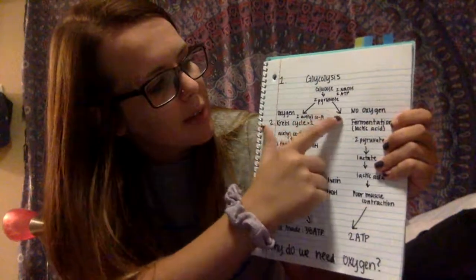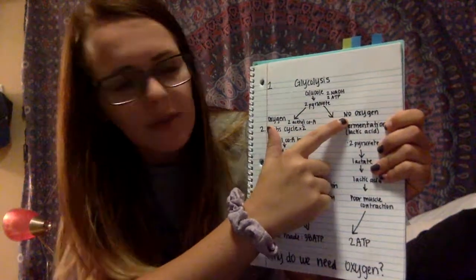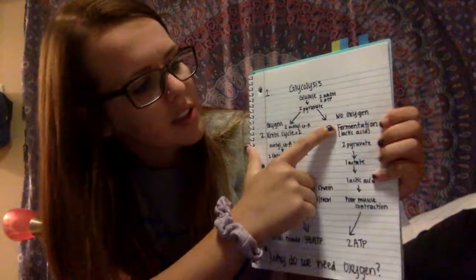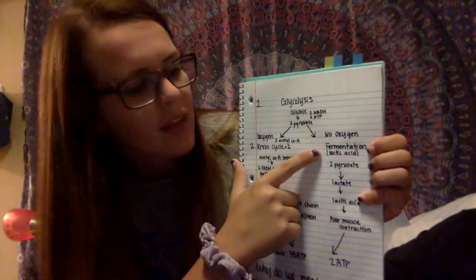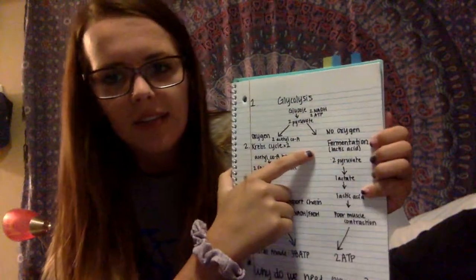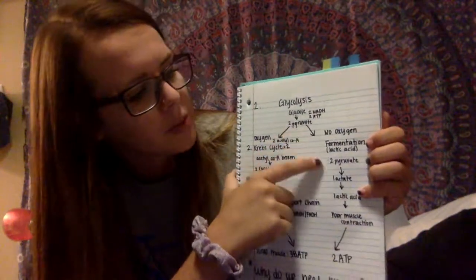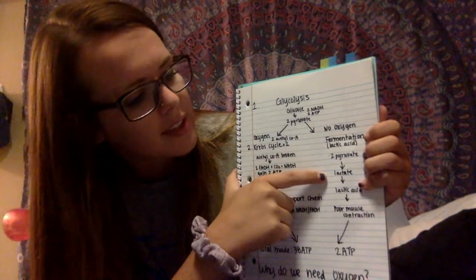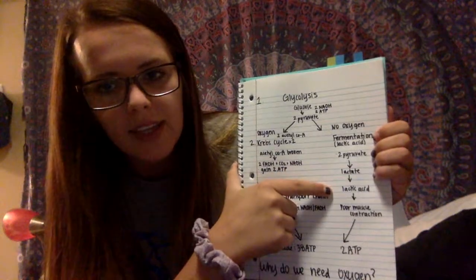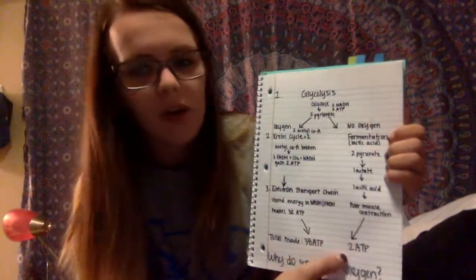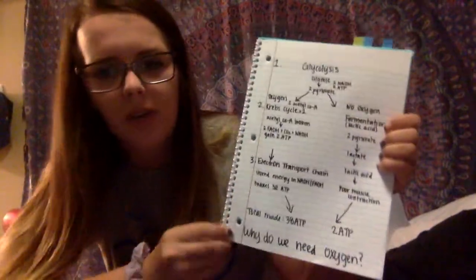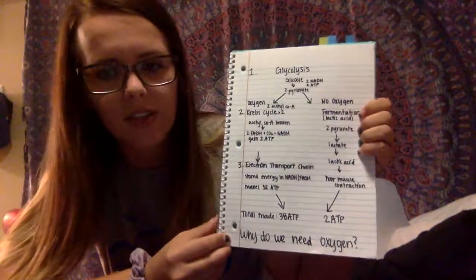And then looking back up at the anaerobic side, which is no oxygen, it's only 2 steps, so it goes from glycolysis to fermentation, and in this case we're talking about lactic acid fermentation, where the 2-pyruvate right here are made into lactate, which are then made into lactic acid, which is what causes poor muscle contraction. So the total amount for anaerobic respiration would be 2 ATP are made. And the last question, why do we need oxygen, is because our cells need energy.